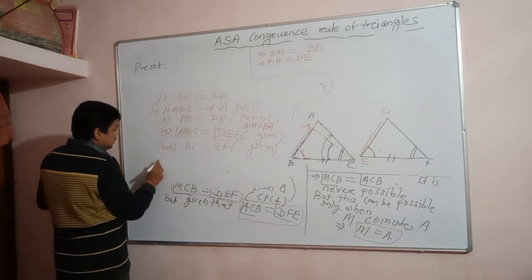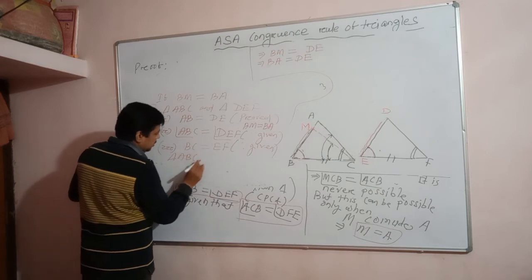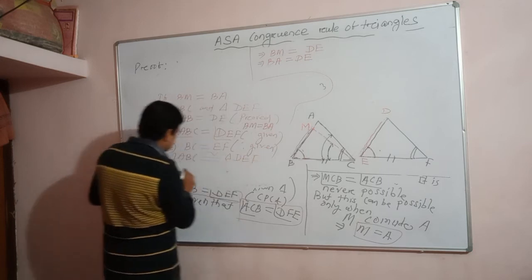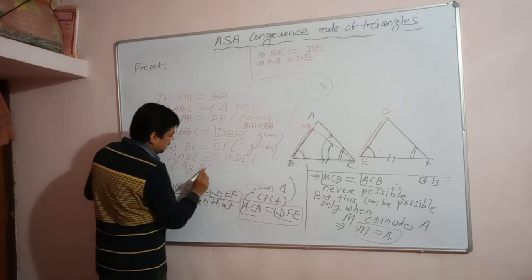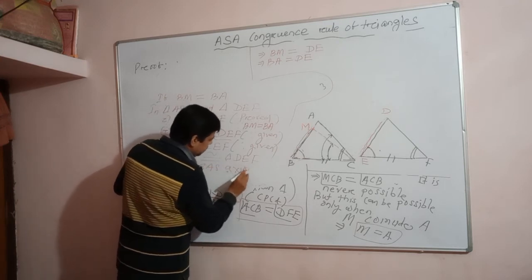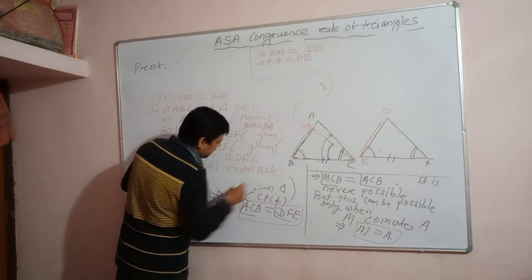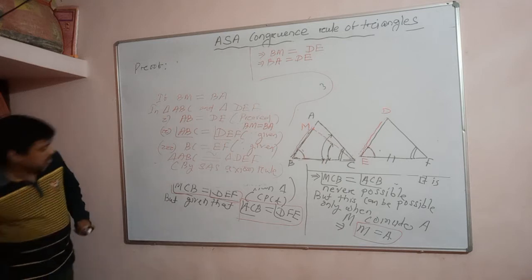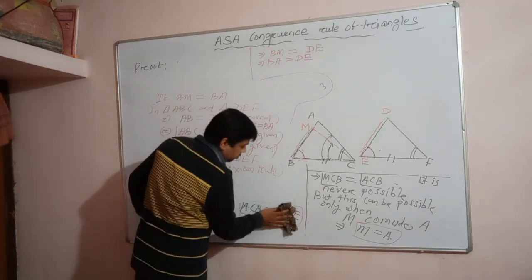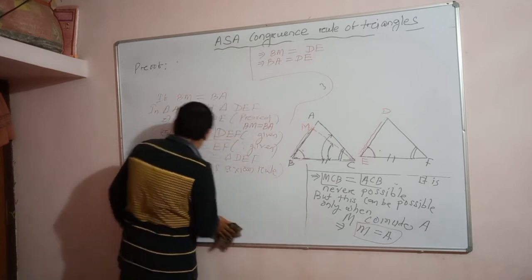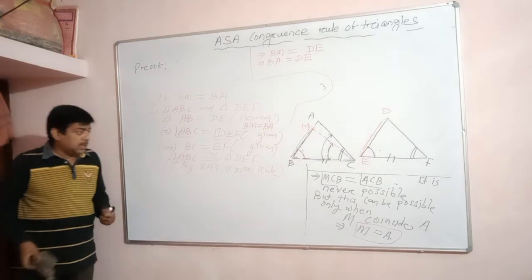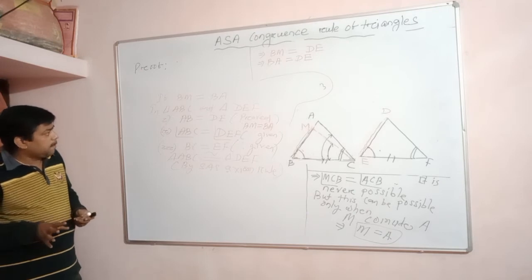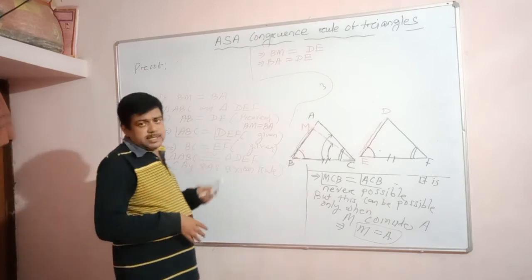Hence, triangle ABC is congruent to triangle DEF by the side angle side axiom rule of congruence of triangles. Clear? Understood? So triangle ABC is congruent to triangle DEF. Is it clear? Second case is verified.